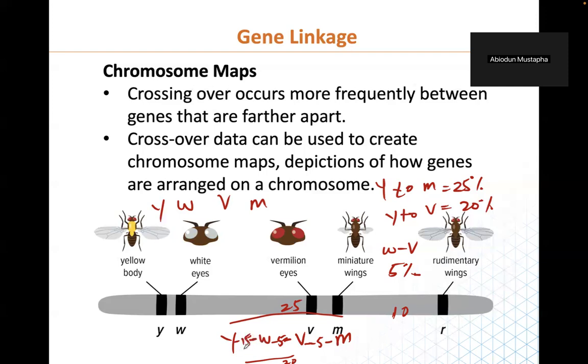So that is to say the gap between Y and W is more than the gap between W and V. Everything is supposed to give you 25 if we were correct. 15 plus 5 plus 5, that's 25, yeah. So this is how to construct the map. You can make it cleaner by putting 15 here, then put a 5 here.